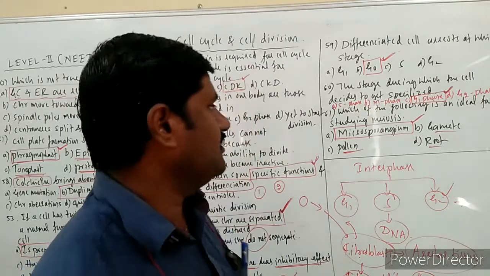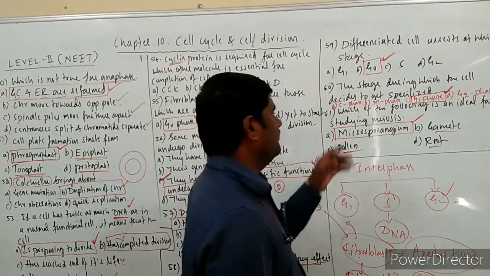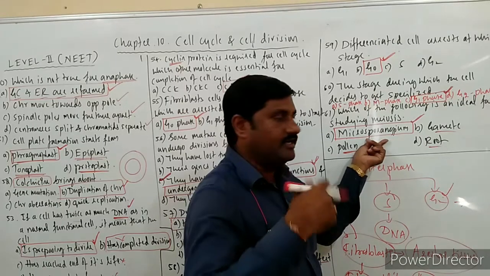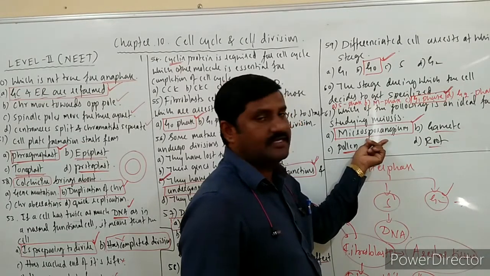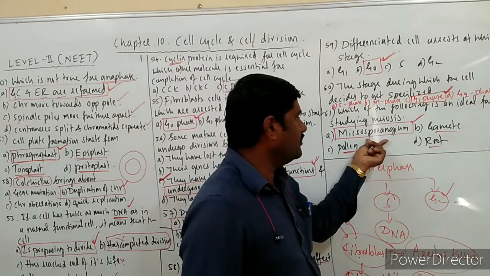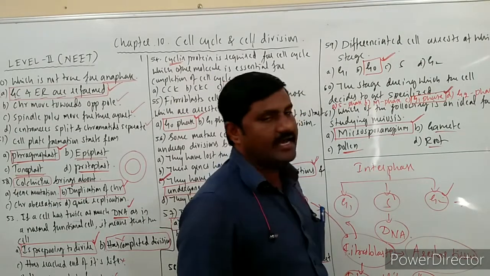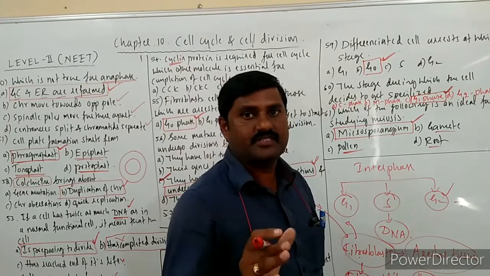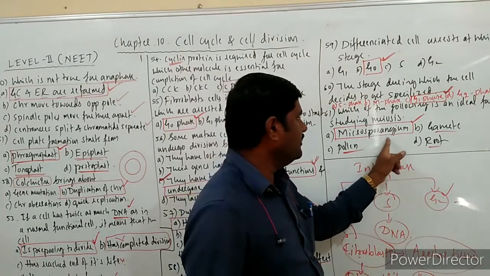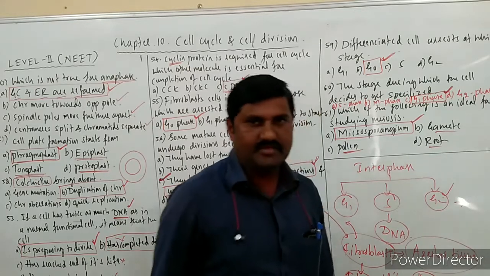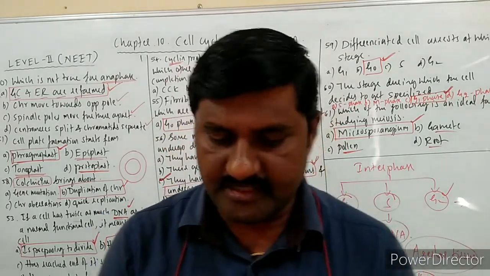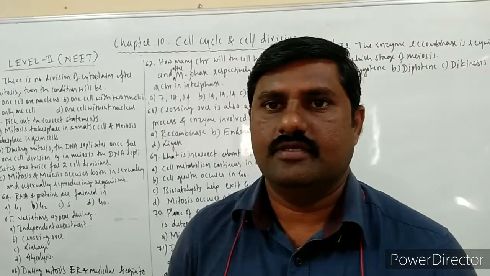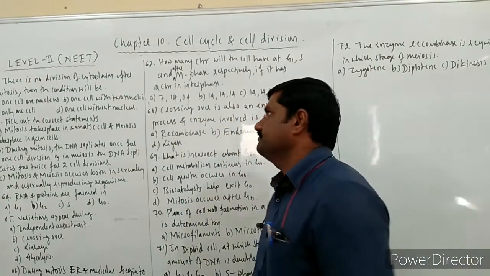In the microsporangium, microsporogenesis is occurring, the process of formation of microspores from the diploid microspore mother cell. During that microsporogenesis it is better for us to study the meiotic division. That's why microsporangium is the correct answer for this question. Now go to the next question.